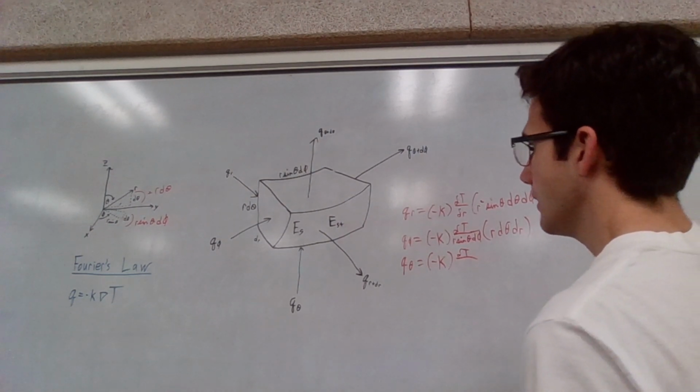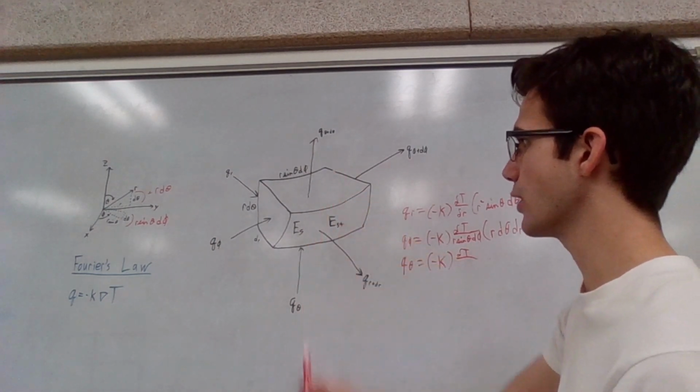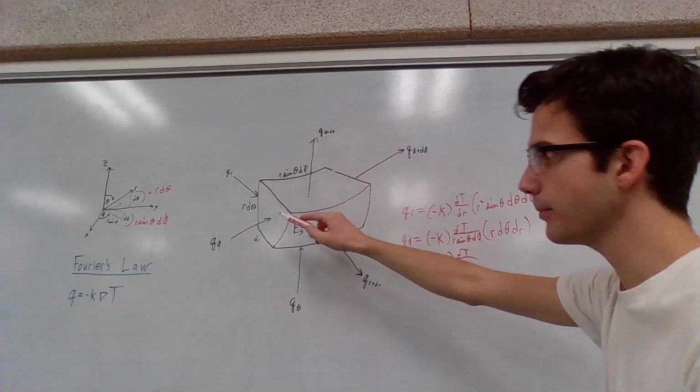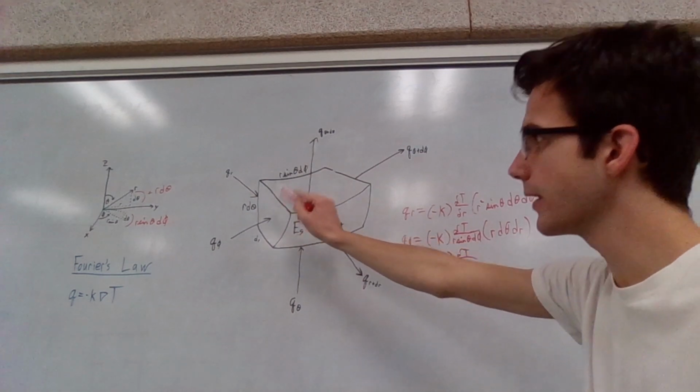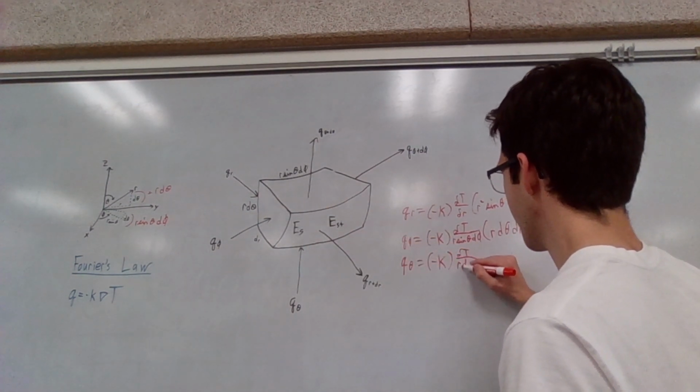With, now where is theta? Our q theta is right here. It's going this way. It's going up through an angle theta, but we need a distance. Once again, we've already done that, so it will be r d theta.